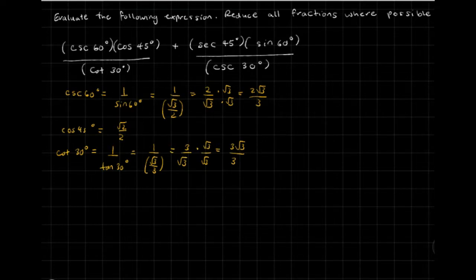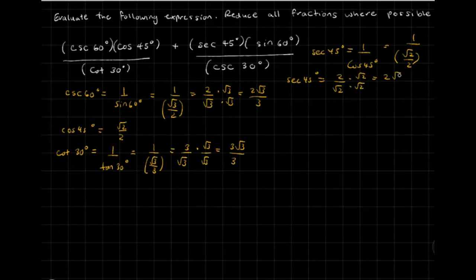Now let's take a look at the second rational expression on the right. We have secant 45 degrees, which is 1 over cosine 45 degrees, which is basically 1 over square root 2 over 2, which is 2 over square root 2. Okay, so this is secant 45 degrees, it's 2 over square root 2. And we can multiply this by square root 2 to simplify it, so we get 2 square root 2 over 2. Then we can take a look at sine 60. We know the value of this is square root 3 over 2.